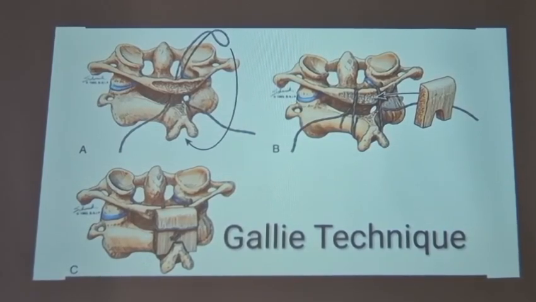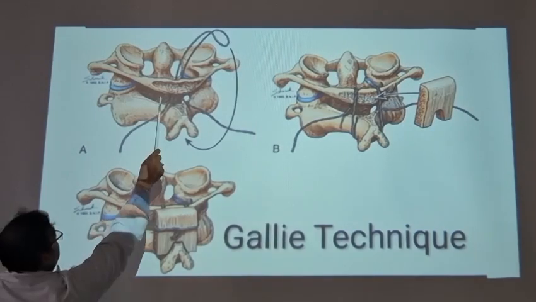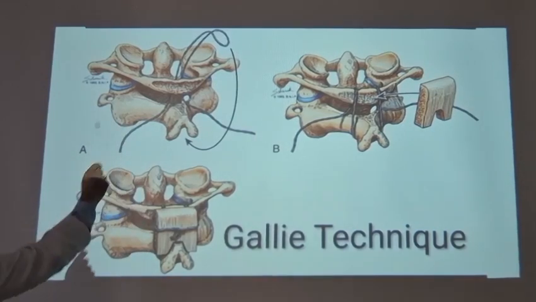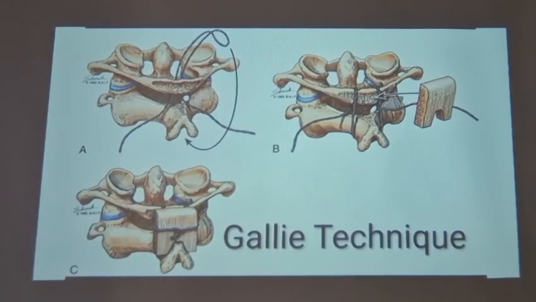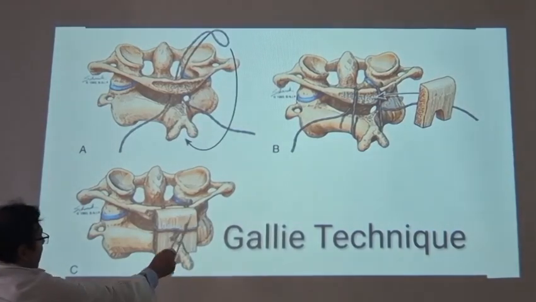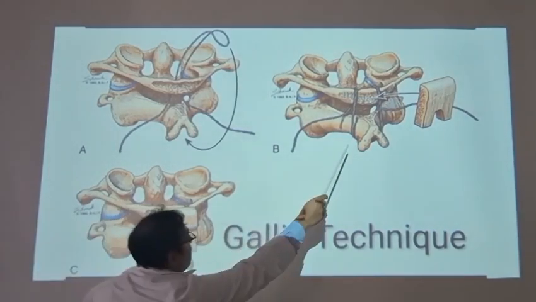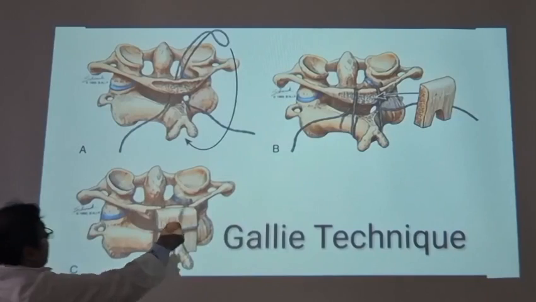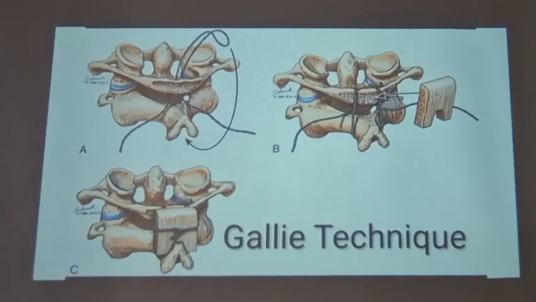These are some old techniques and the new techniques. These are some old techniques. This is called the Gallie technique, in which wires are passed from the posterior arch of the atlas, and then we put a graft here and combine these wires and connect it. But after some studies, this technique showed poor fixation, and nowadays it is not really used.